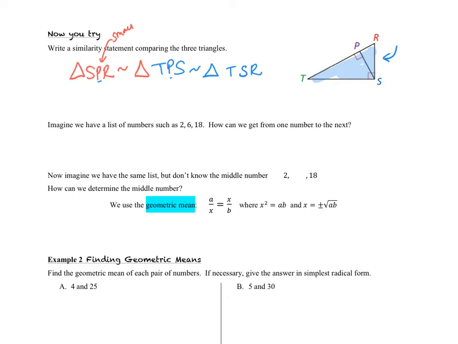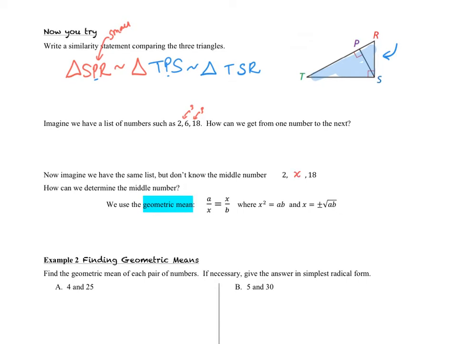Imagine we have a list of numbers such as 2, 6, 18. How can we get from one number to the next? In this case, we'd be multiplying by 3 for all of them. 2 times 3 is 6, 6 times 3 is 18. Now imagine we have the same list, but we don't know the middle number. 2, blank, we'll call that X, 18. How can we determine that middle number?